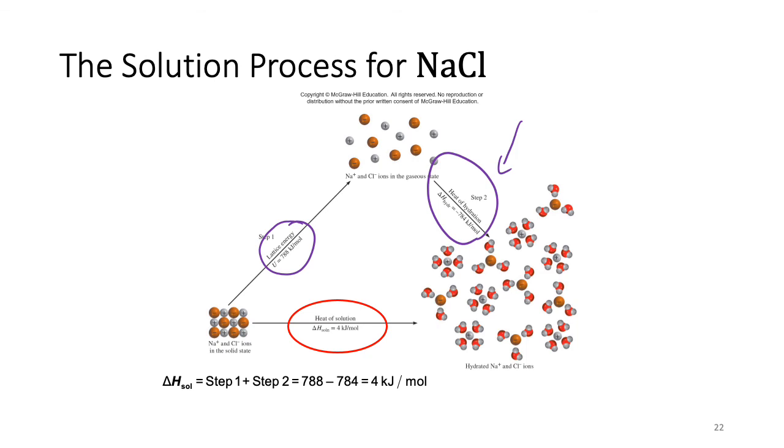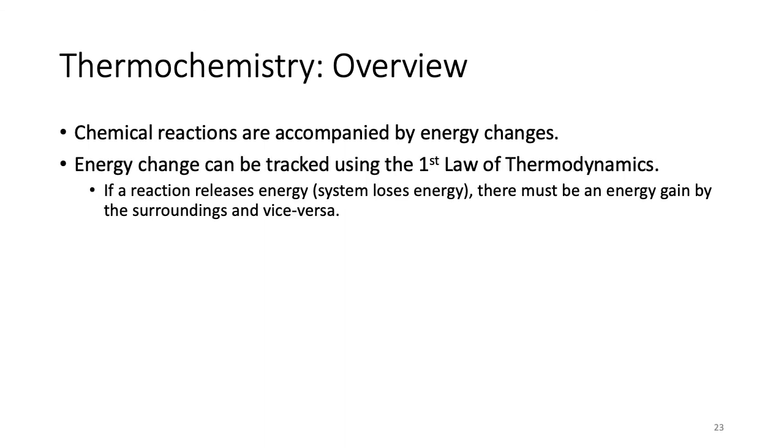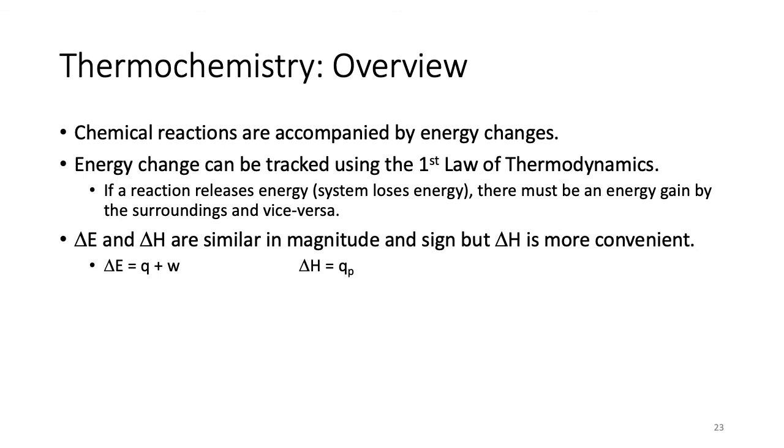That is the end of all the material, but before we go, I just want to go over a few things about thermochemistry. The first thing is that chemical reactions are always going to be accompanied by energy changes. Energy changes can be tracked using the first law of thermodynamics, which means that energy can neither be created nor destroyed. If a reaction releases energy, there must be an energy gained by the surroundings and vice versa. Delta E or delta U, depending on your textbook, and enthalpy are going to be similar in magnitude and sign, but my delta H is going to be more convenient.